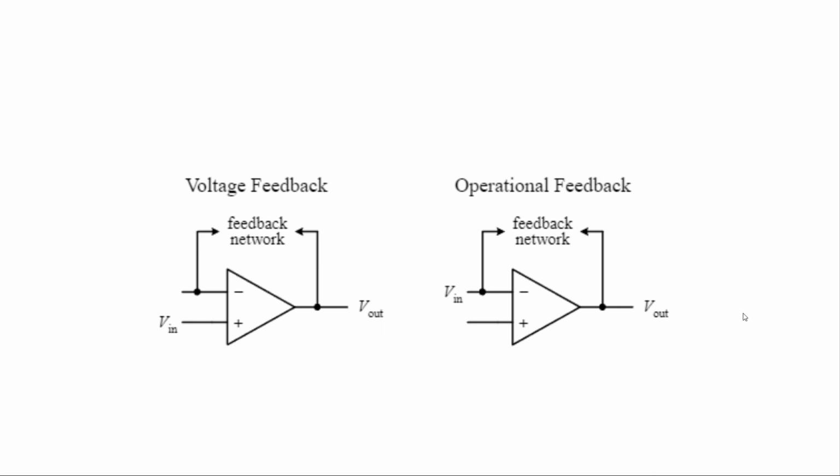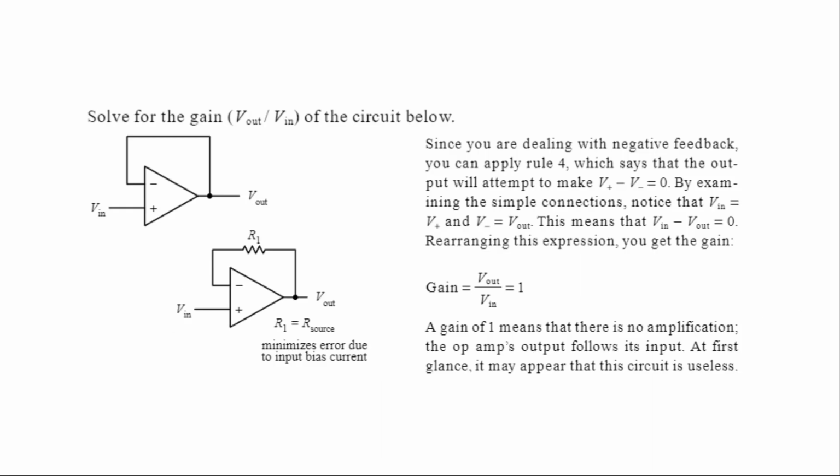By examining the simple connections, notice that V in equals V positive and V negative equals V out. This means that V in minus V out should equal 0. Rearranging this expression, you get the gain, which is V out divided by V in, which will just equal 1. A gain of 1 means there's no amplification at all.